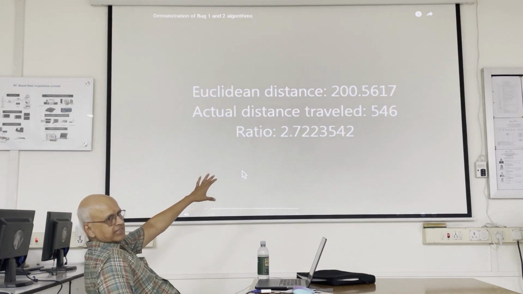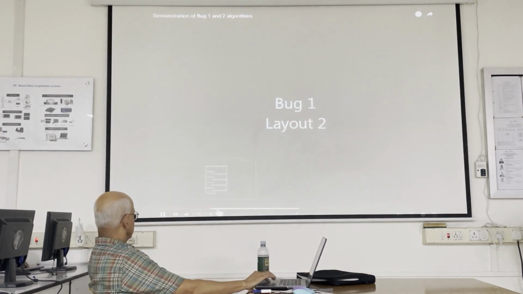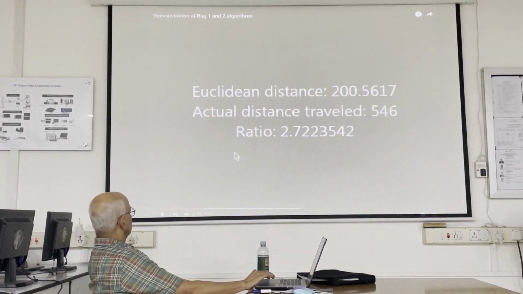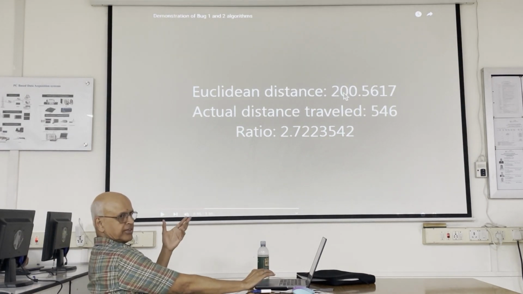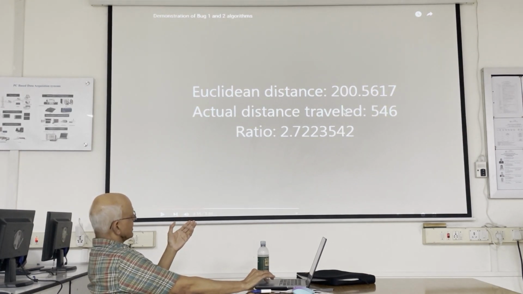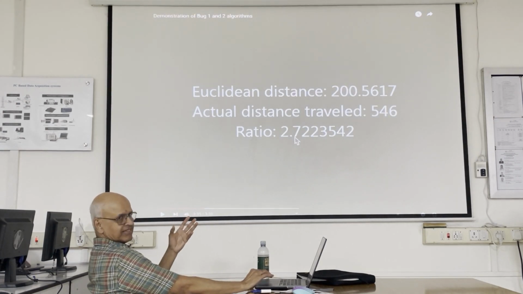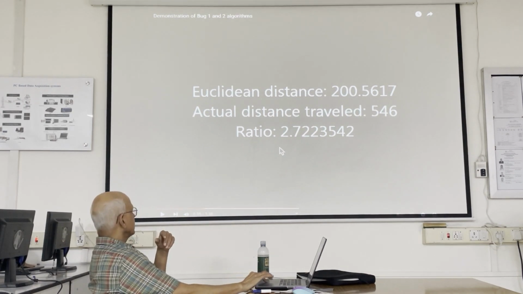So these are the statistics that will tell you whether one is better than the other. See here? Euclidean distance, can you get shorter than the Euclidean distance? Not possible, right? The straight line distance has to be the shortest, 200 units. Actual distance traveled, 546 units. So the ratio, which should be 1 ideally, if there's no obstacles, it will be 1, right? It's 2.7.